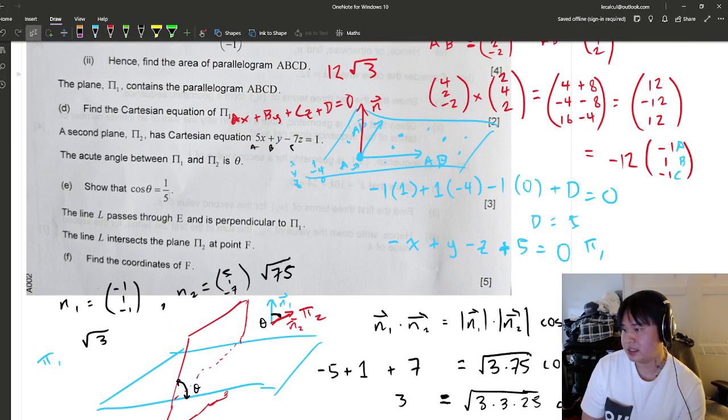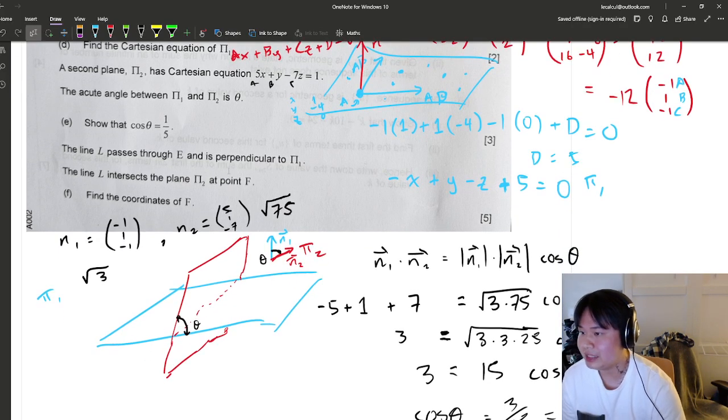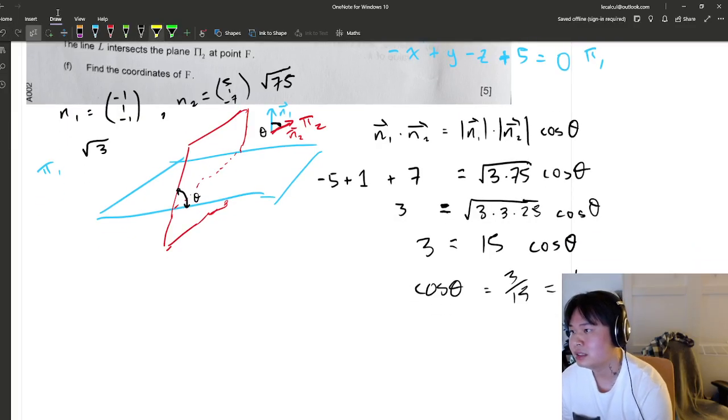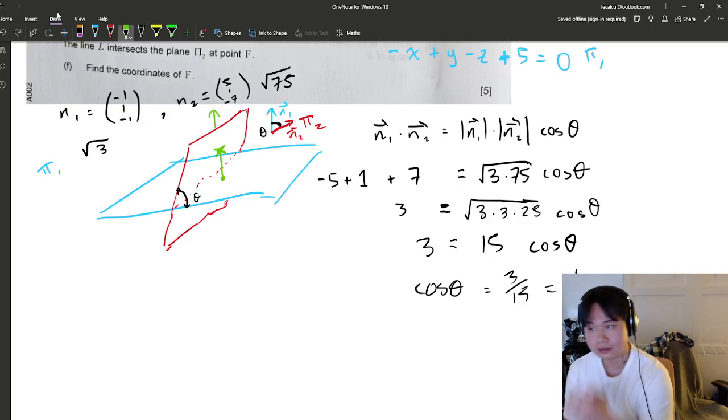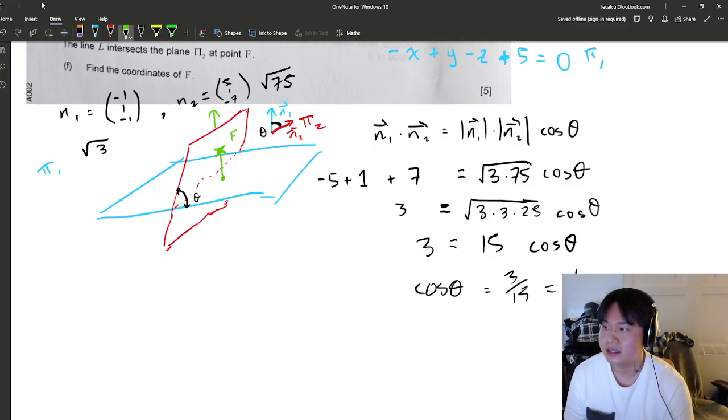Okay, and then what next? There is a line that goes through E. Oh, I totally forgot about E. That's perpendicular to plane 1. This line is going to intersect plane 2 at point F. Cool. So E is here in the middle, where the diagonals cross. It's going to go through our plane at point F. We need to find that.